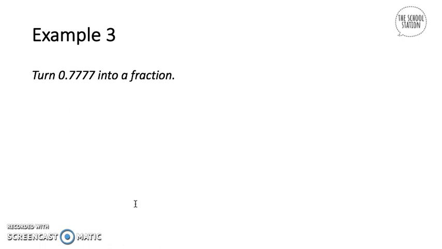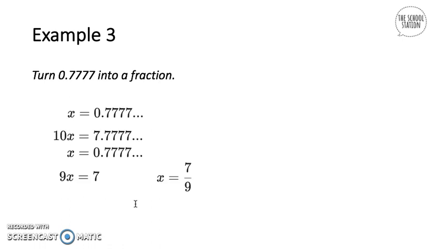Alright guys, hope you've tried it out, but if not, here is the answer. First of all, you have to think of 0.7777, which is 0.7 recurring, as x. So what I first did was write x equals 0.7 recurring.